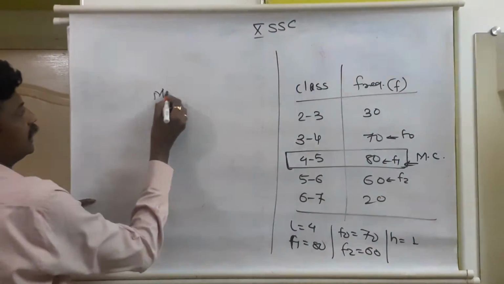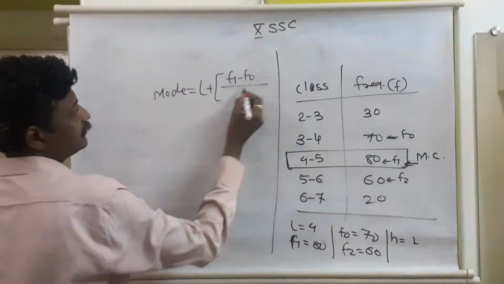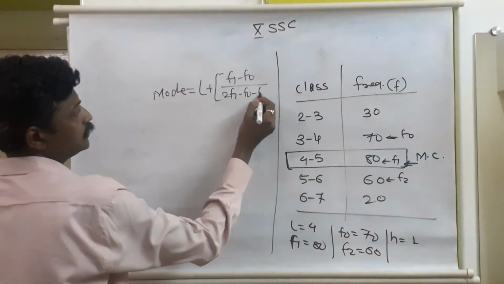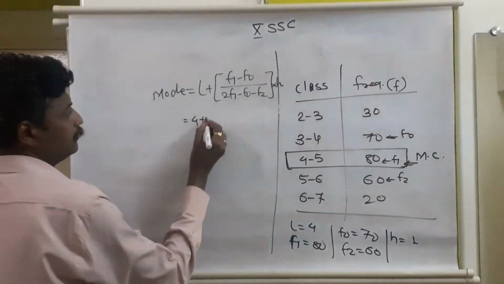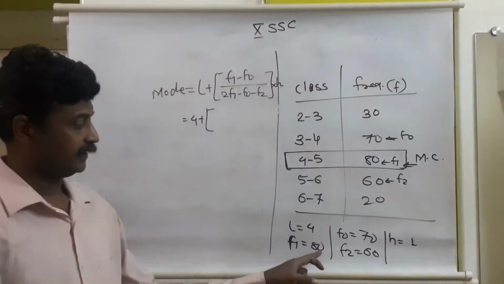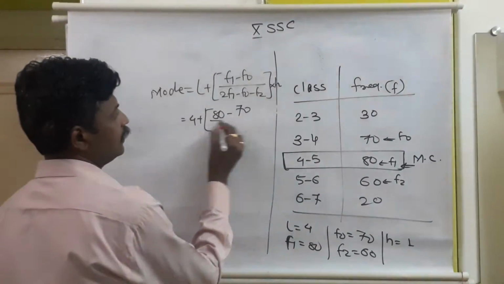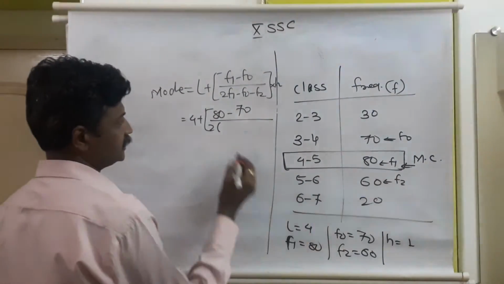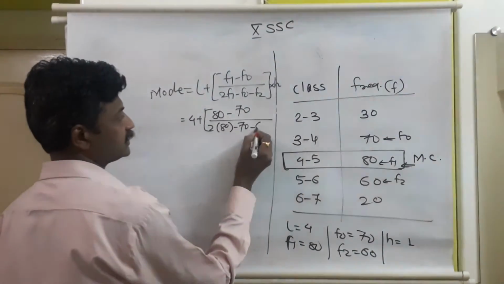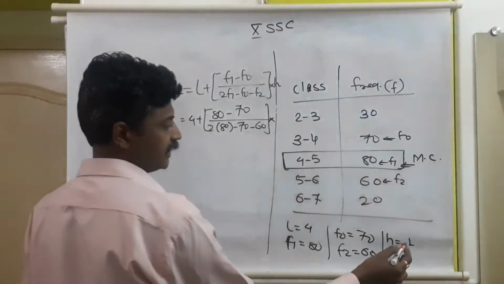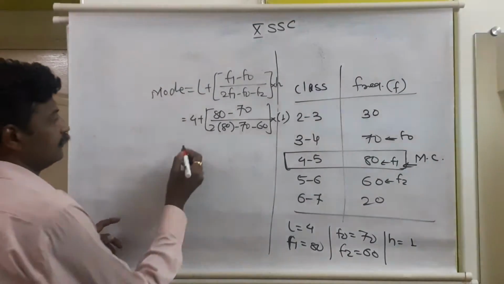For mode, the formula as we know is mode equals L plus, in brackets, F1 minus F0 upon 2F1 minus F0 minus F2, bracket complete, into H. So L is 4 plus, in brackets, F1 is 80 minus F0 is 70 upon twice of F1, 80, minus F0, 70, minus F2, 60, bracket complete, into the value of H, which is 1. We will simplify this to get the required mode for the collection of milk.